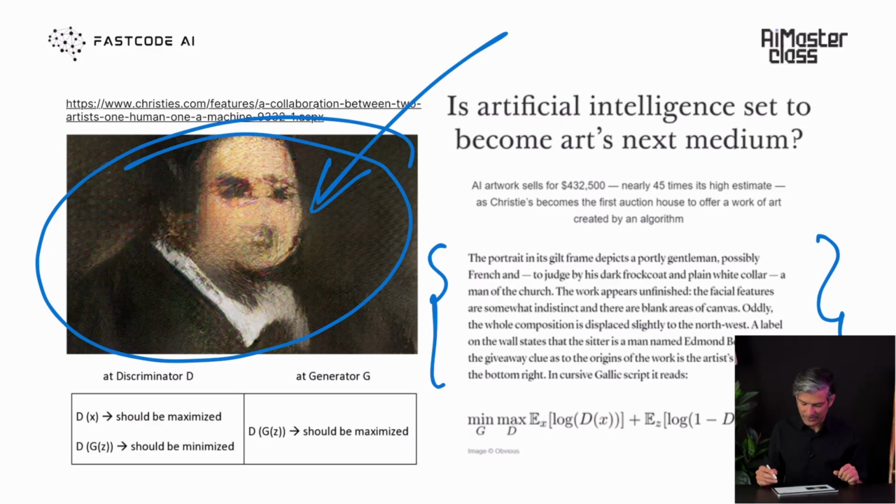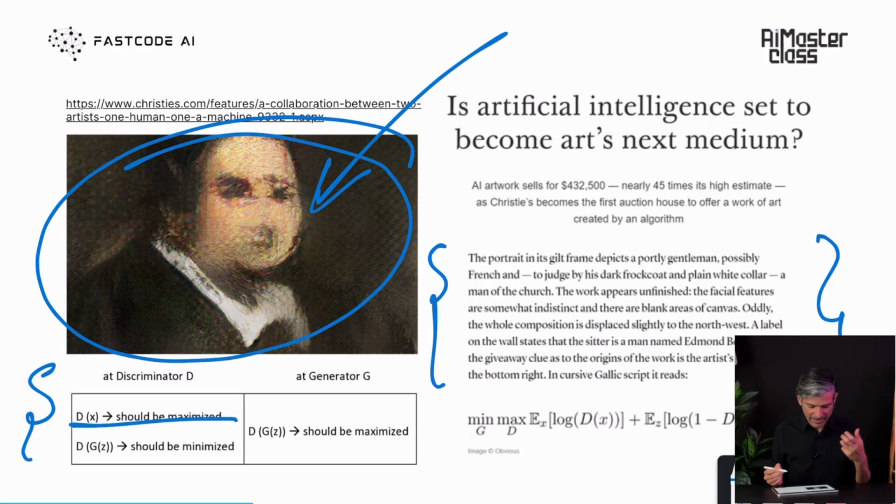probably call it art. So now, how we train: the discriminator should be maximized when you're putting in the real images, and it should be minimized when you're putting in the fake images. At the discriminator and at the generator, you have to again maximize the output.